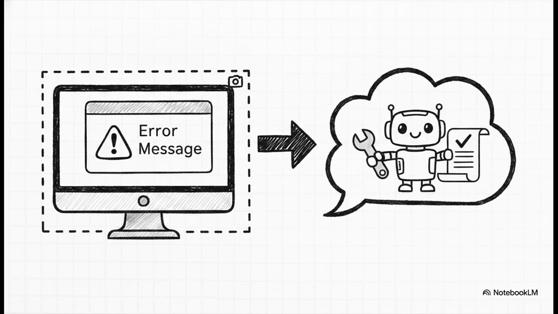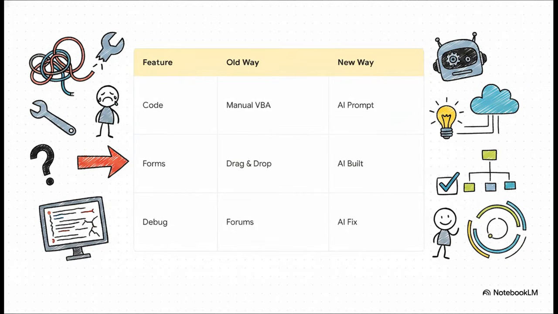It's almost too easy. This perfectly illustrates the massive shift we're experiencing in office productivity right now. We are moving entirely away from the old way of doing things, writing code manually, struggling with clunky drag-and-drop forms, and crying over internet forums for hours trying to fix bugs. We are stepping straight into this new era of instant, AI-generated automation, where the AI acts as your own personal senior developer. It writes, it builds, and it debugs, all in just a few seconds.